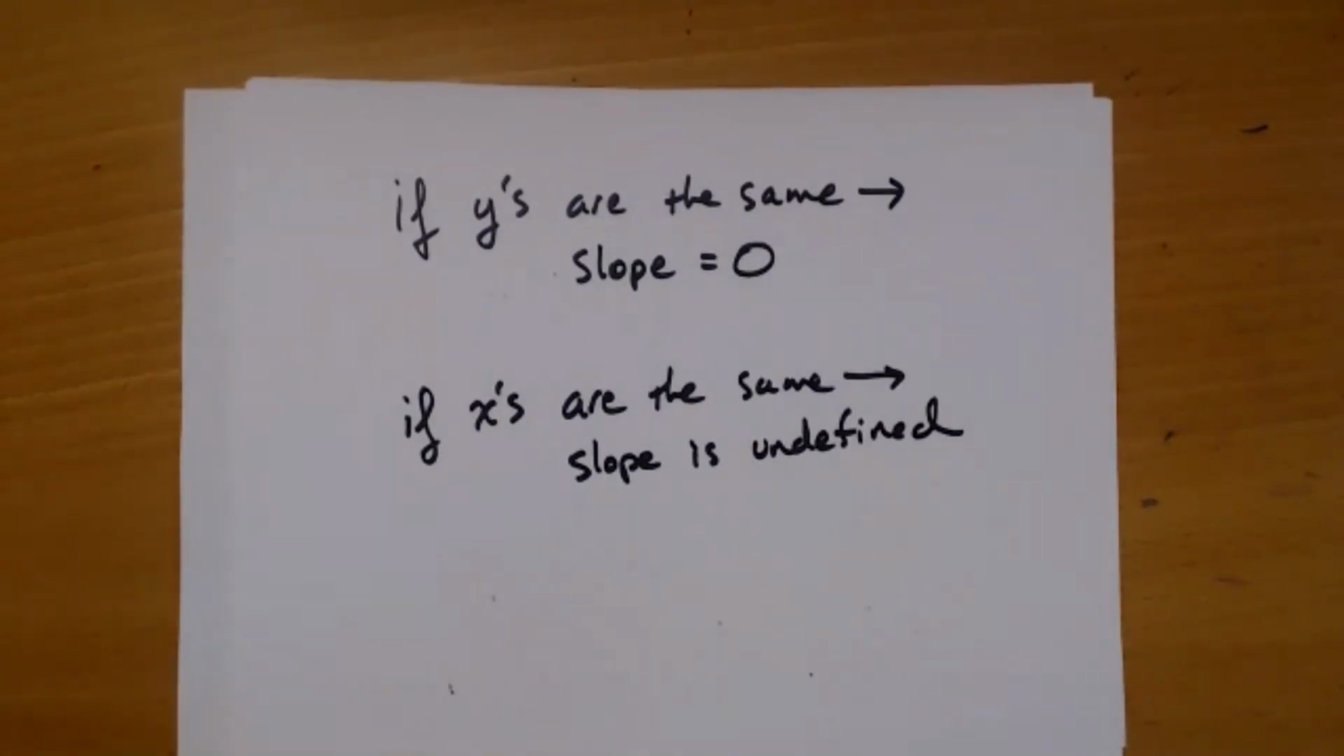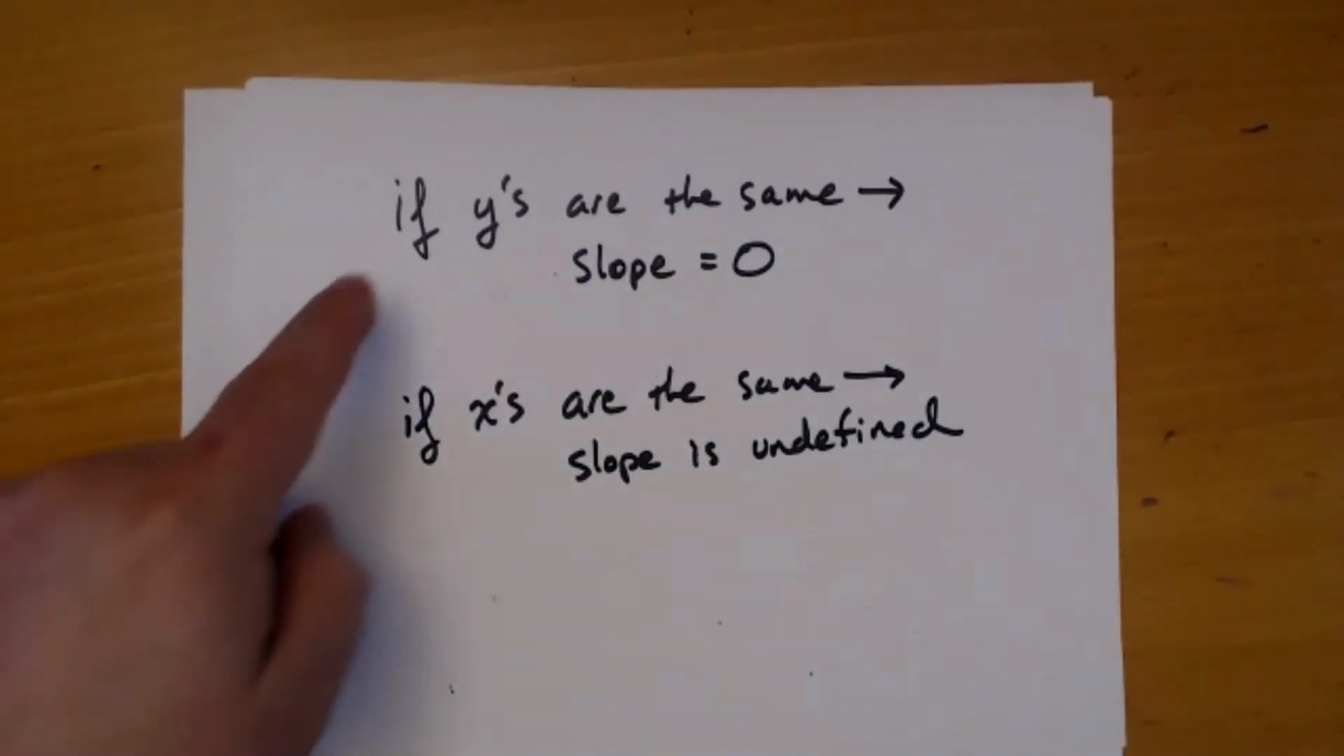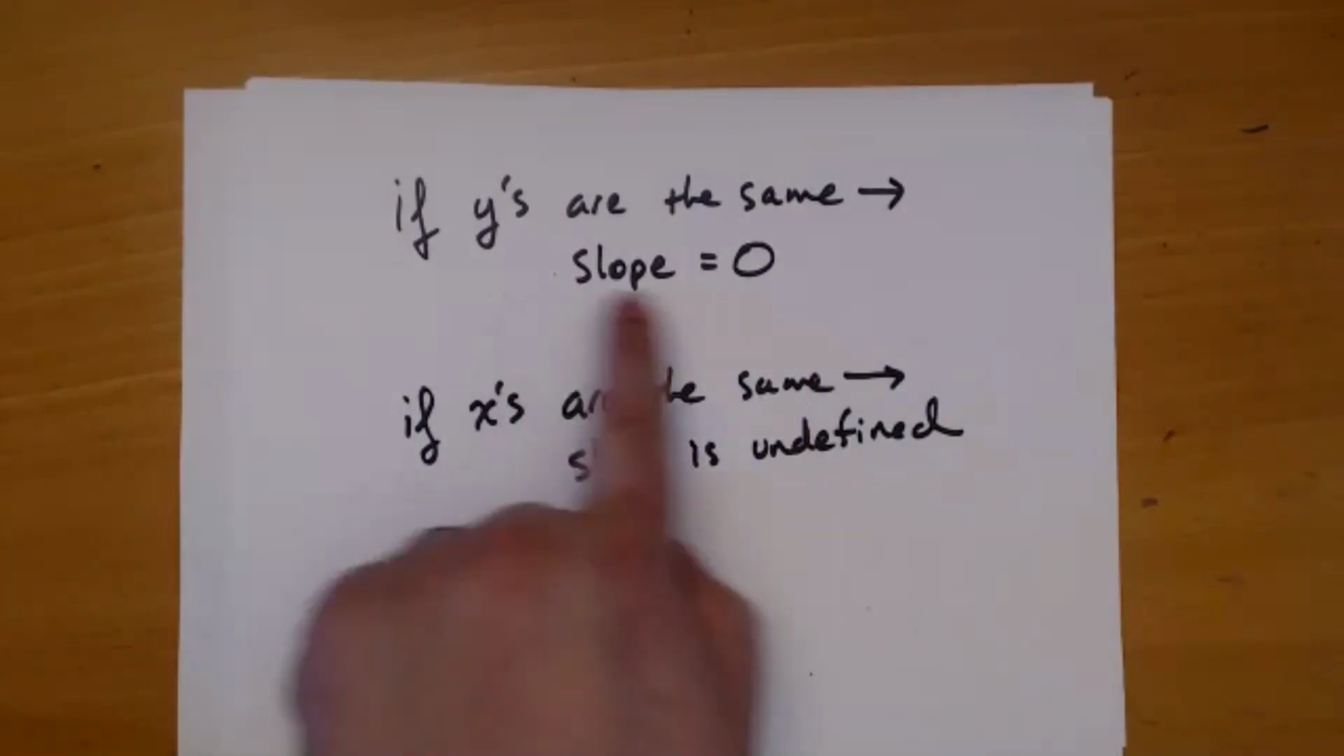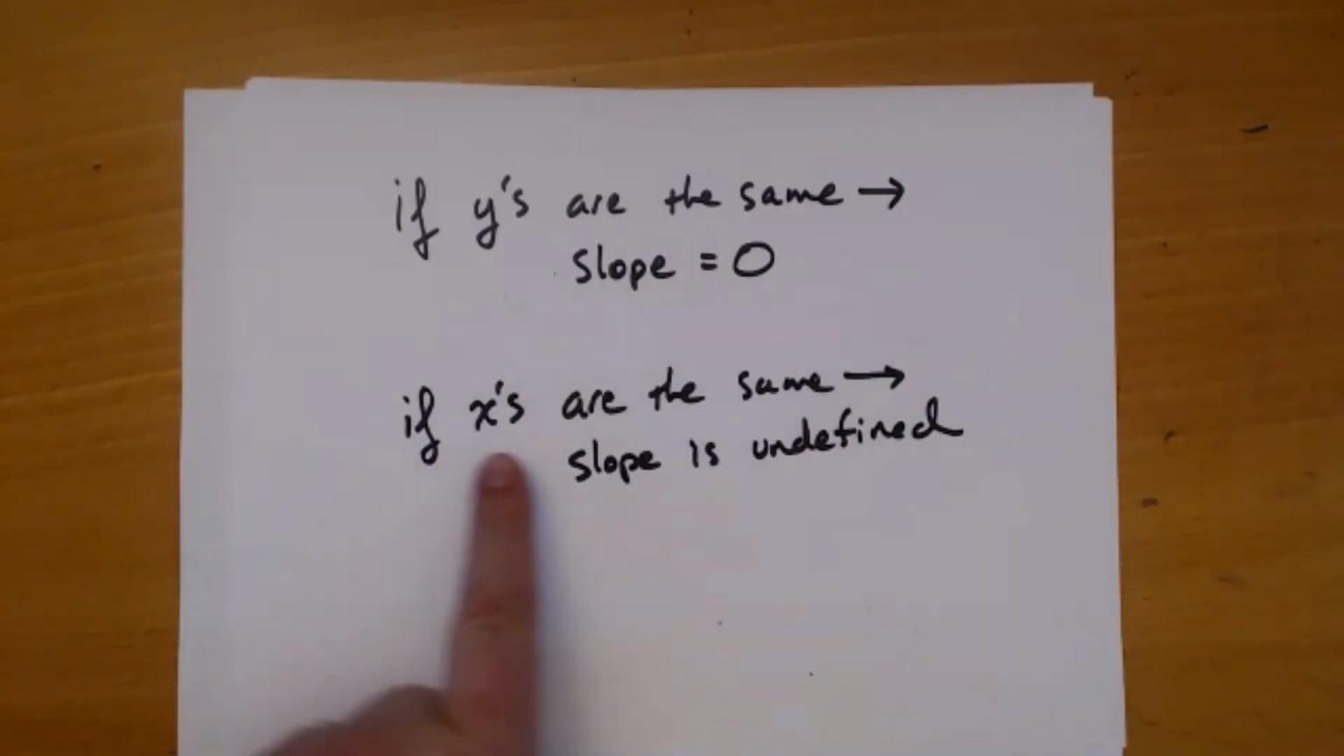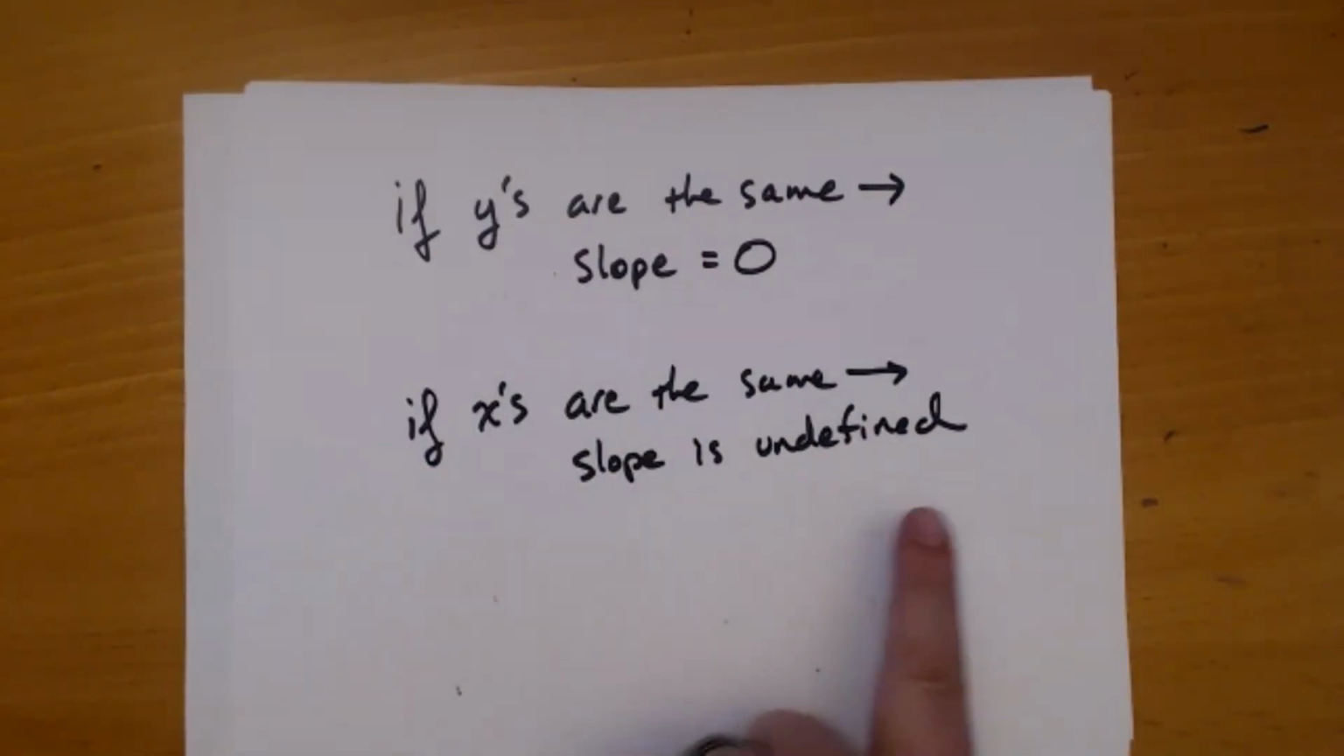So look at that. Those are if-then statements. If the y's are the same, then slope is 0. If x's are the same, then the slope is undefined. You need to remember that. Now, what's great is that you'll be able to look at sets of points really fast and see which ones are 0 slope or undefined slope.